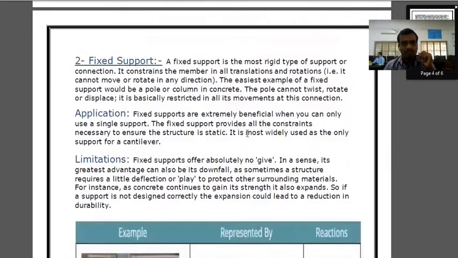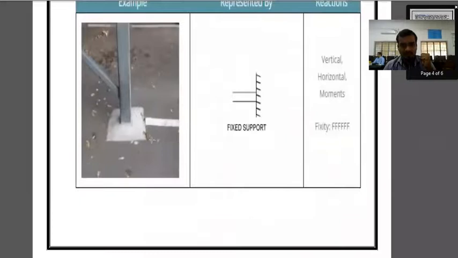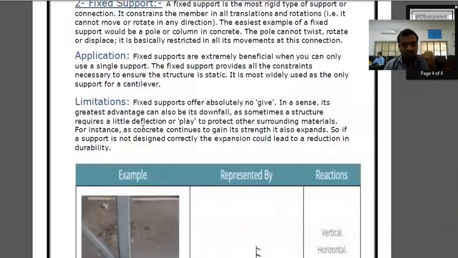Next one is fixed support. Fixed support is actually a rigid type of support. It constrains the members in all translations and rotations. That is, it cannot move or rotate in any direction. So for this fixed support, horizontal as well as vertical forces can be constrained, and rotation is also constrained.